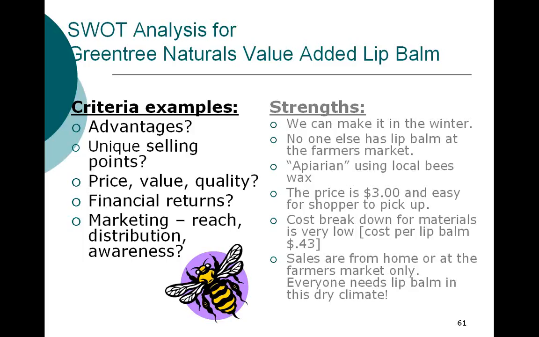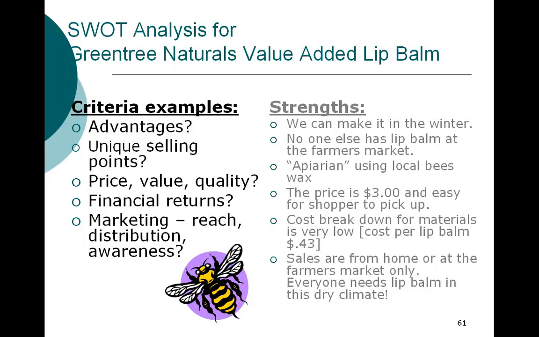Looking at the advantages, the unique selling points, the different things that I have listed here. The advantage certainly is that we can make it in the wintertime when we have downtime. We're not farming, so we can take the time to be making value-added products. We also do value-added jams in the wintertime, and a gardener's herbal hand salve that we've started doing. So with the lip balm, part of the reason I started doing that is no one else has it at the farmer's market, and using local beeswax.